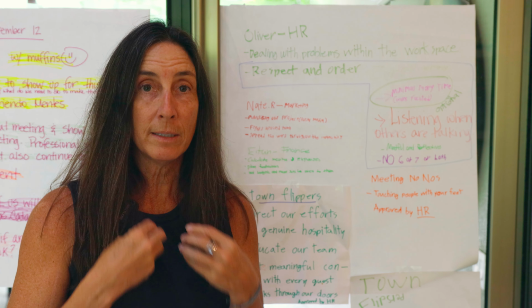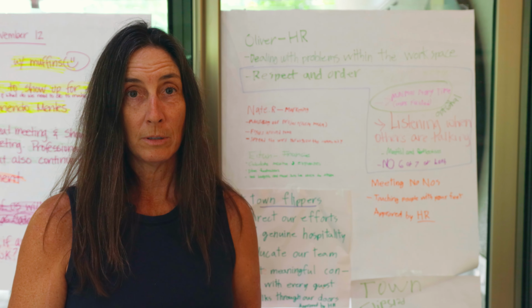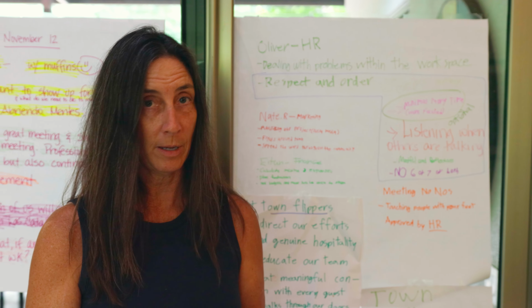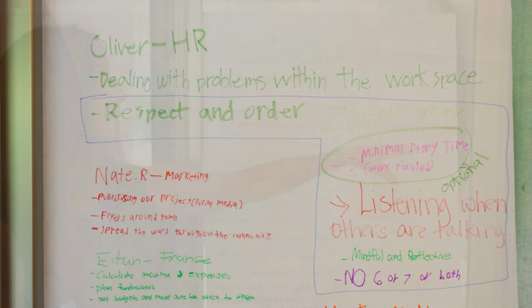As a team, we decided on our rules. And they got to decide what these rules were so that they would follow them. So ours were: listen when others are talking, be mindful and reflective, have minimal story time, and don't touch people with your feet. So those are all great. For ninth grade boys, these are perfect rules. And we assigned Oliver to make sure those rules were enforced. So if you want people to be engaged, have them do something.